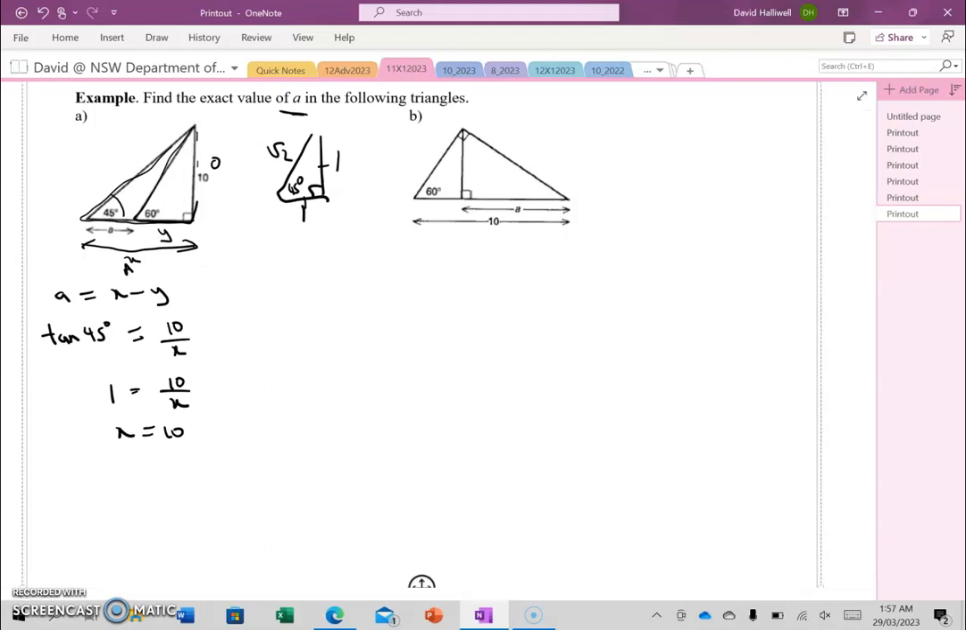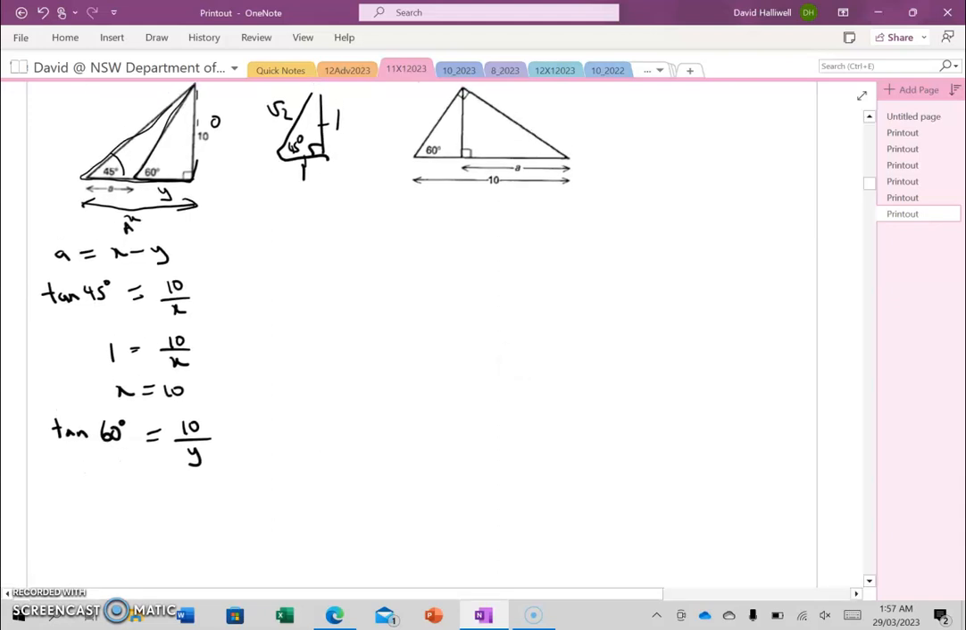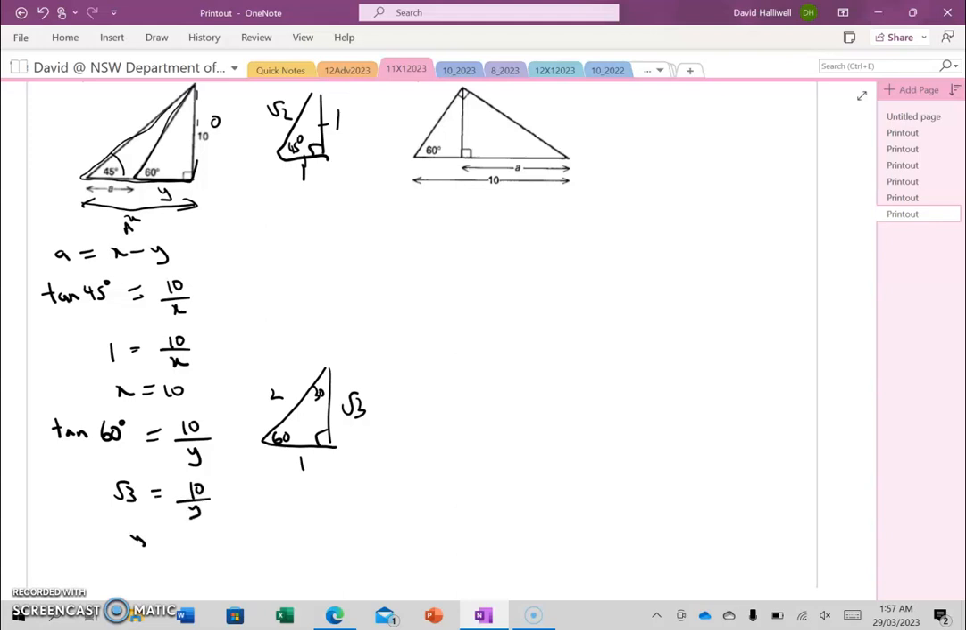Using the 60 degree triangle, we get tan of 60 degrees is equal to the opposite, which is 10, over the adjacent, which is y. So tan of 60, if you use your triangle here, 60, 30, it's going to be 1, root 3, 2. Tan of 60 is going to be root 3. So root 3 equals 10 on y. So y is going to be 10 on root 3, rearranging.